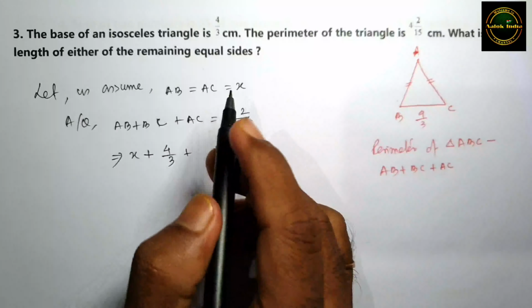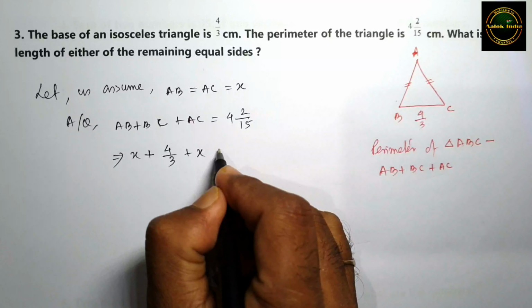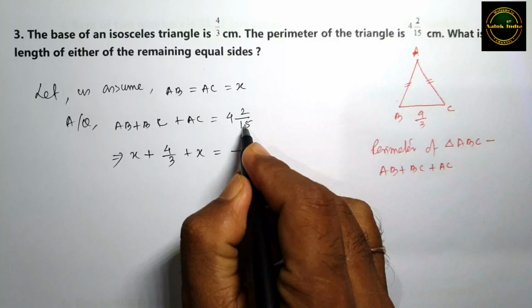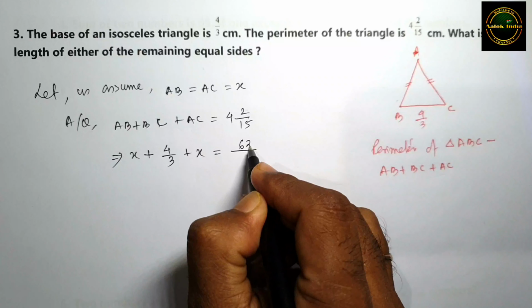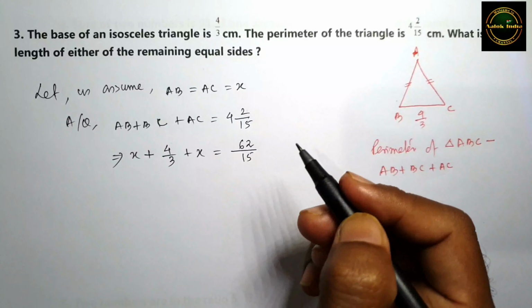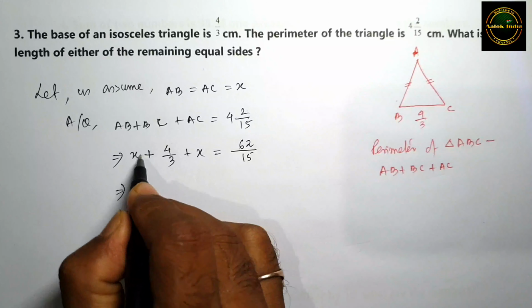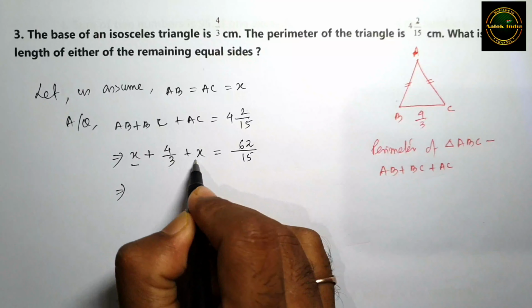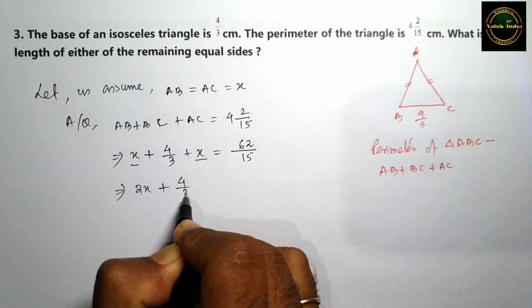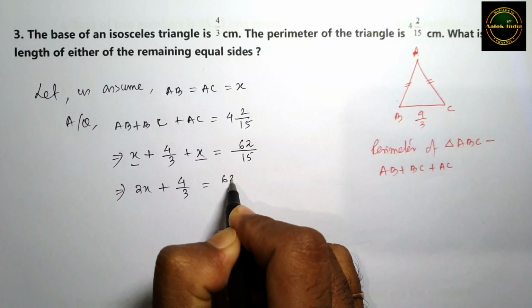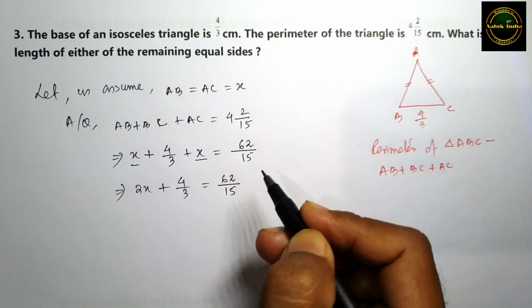As AB and AC both are equal, so in place of AC we'll also put x. 4 fifteens are 60 plus 2 is 62, and the denominator is the same. Now x plus x, we'll add the variables first: x plus x is equal to 2x plus 4 by 3 is equal to 62 by 15.